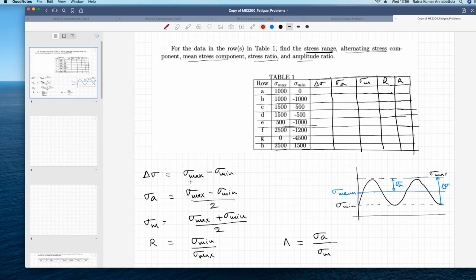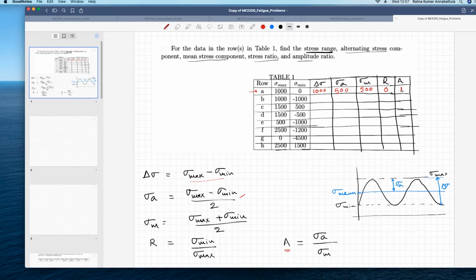So you can see that sigma max minus sigma min for the case of 1, that is the stress range, is 1000. And stress amplitude is sigma max minus sigma min by 2. So 1000 minus 0 by 2, that is 500. Sigma mean is 1000 plus 0 by 2, that is also 500. You can clearly see, this is a sort of repeated loading, right? The minimum stress is 0. Stress ratio, that is minimum stress by maximum stress, that is 0. And stress amplitude ratio is sigma A by sigma m, that is 1.